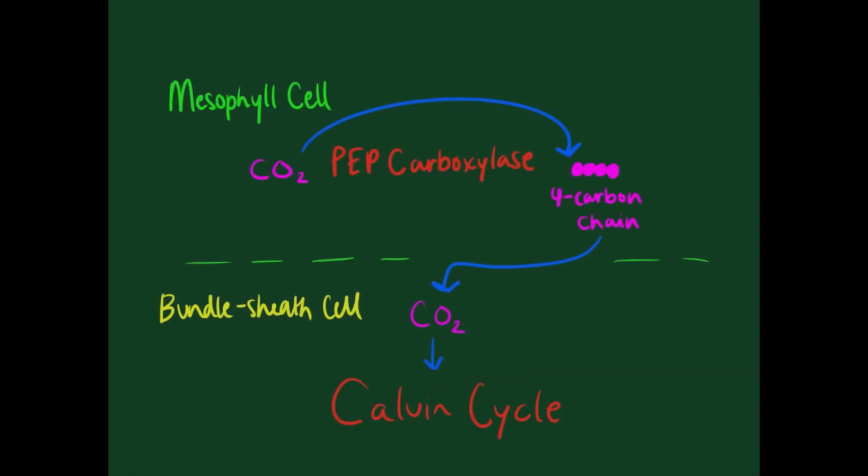Before the Calvin cycle can occur, a special enzyme called PEP carboxylase must fix the CO2 molecule into a 4-carbon chain. PEP carboxylase is used because it won't accidentally grab O2 from the atmosphere instead of CO2. This 4-carbon chain is then transported to the bundle sheath cells, where it breaks down into carbon dioxide that rubisco can use, eliminating the risk of photorespiration.